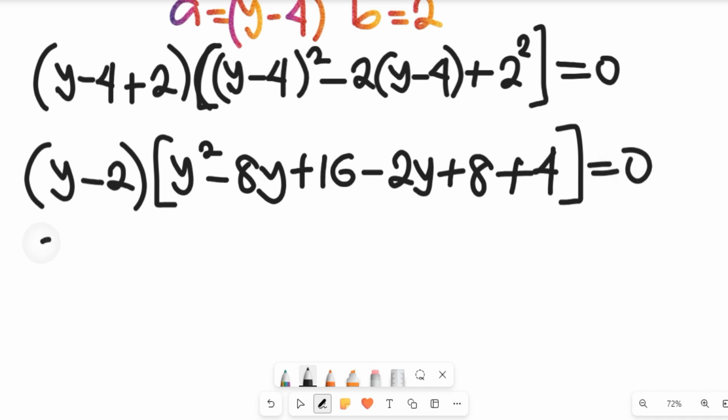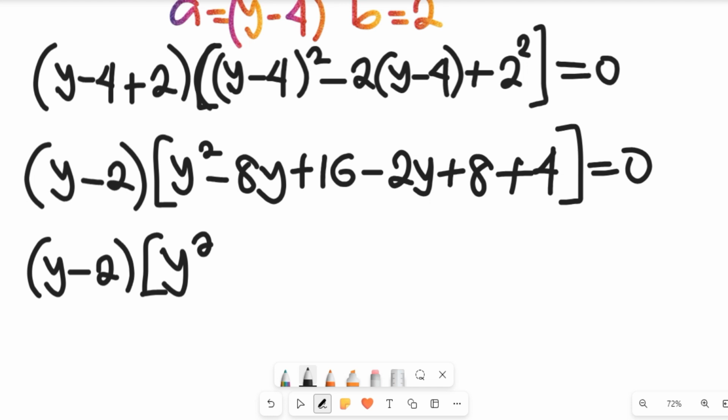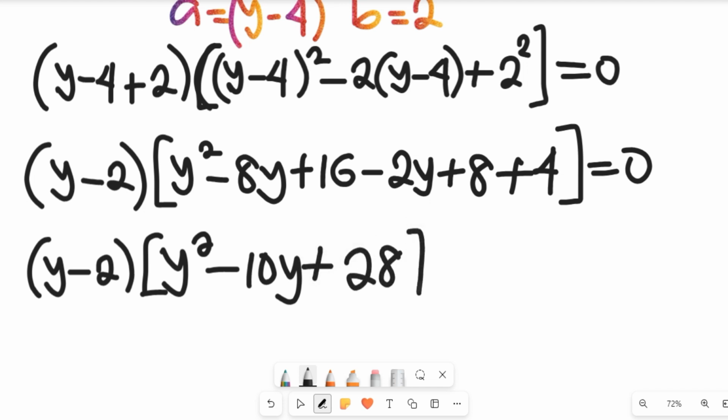So we have this expression to now give us y minus 2, and this whole expression will now give us y squared, minus 8y minus 2y is going to give us minus 10y. Then if we add 16, 8 and 4, we are going to have plus 28, and all these will be equal to 0.